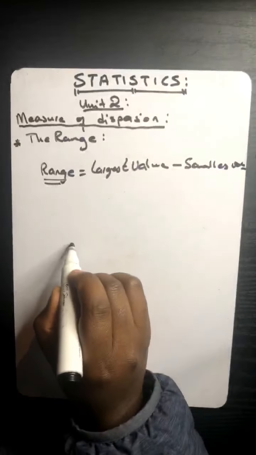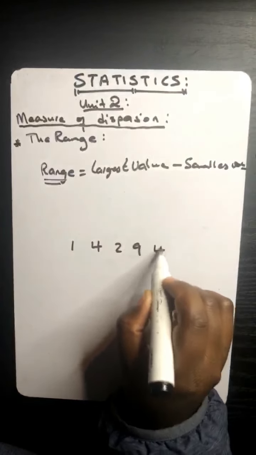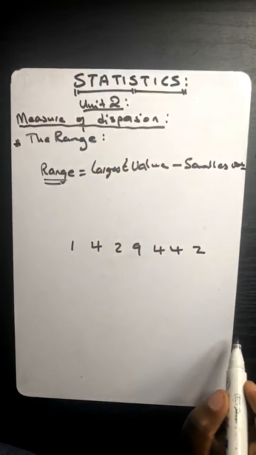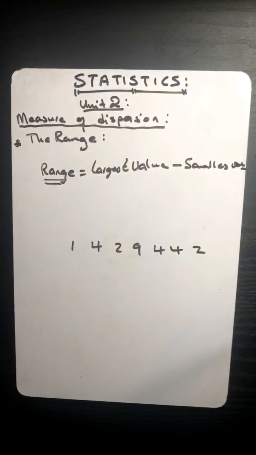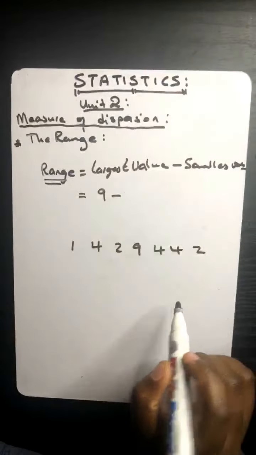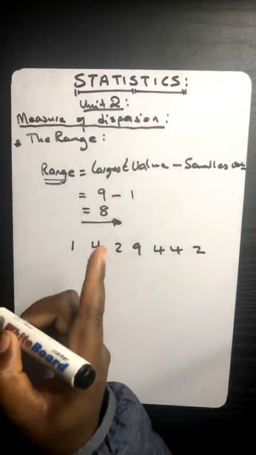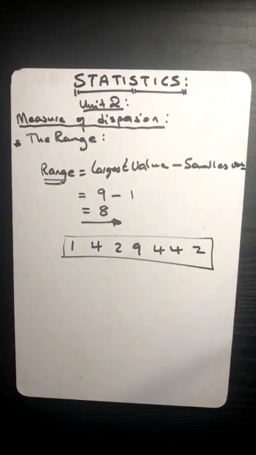But in case we are given, let's say, data, just like the data that we were having yesterday, let me use this one as an example. So what is the largest number and what is the smallest number there? 9 is the largest, 1 is the smallest. Yes. So that means the range will be 9 minus 1, which is equals to 8. This is the range of this data. I hope it makes perfect sense.